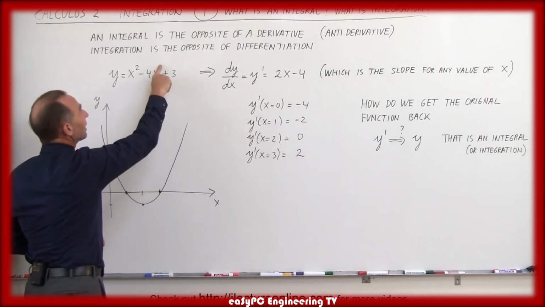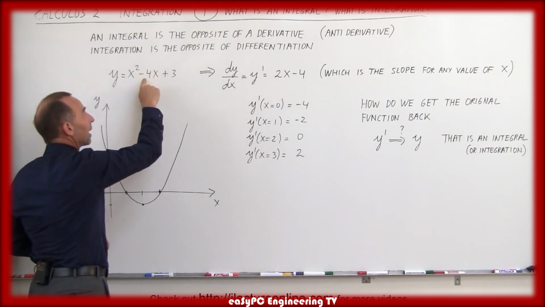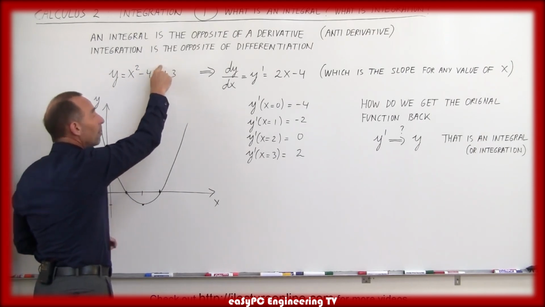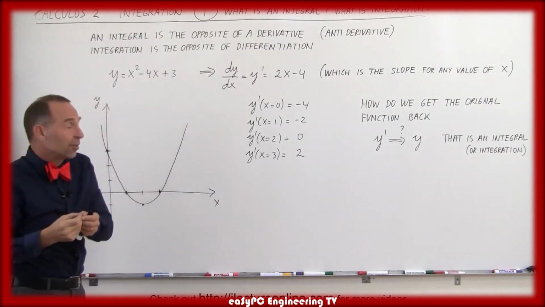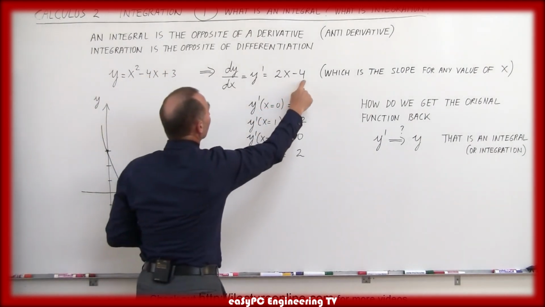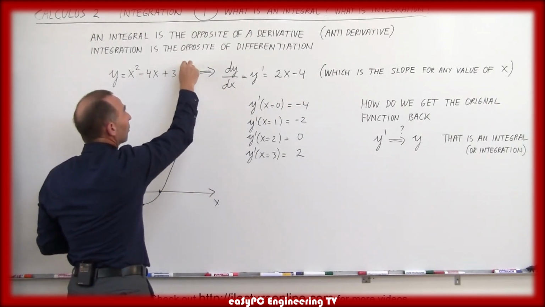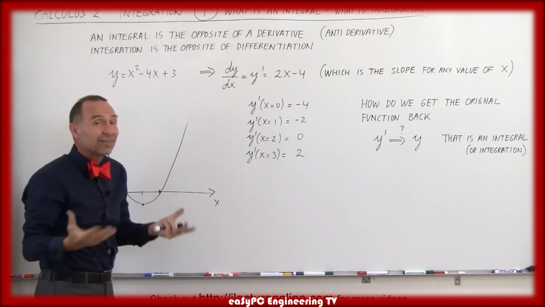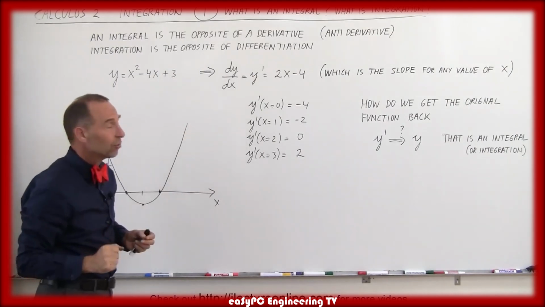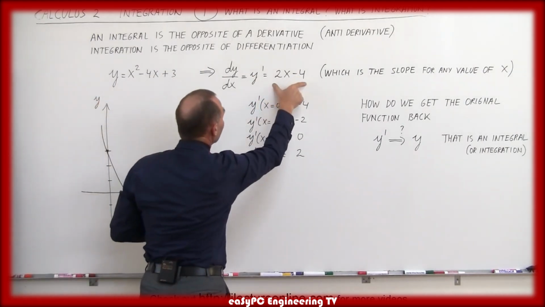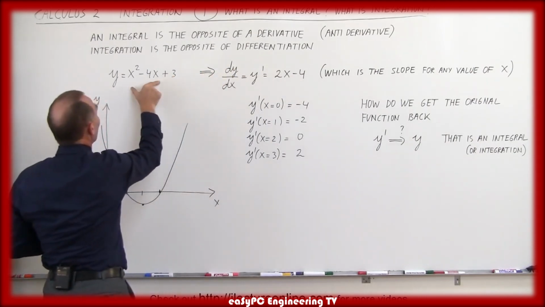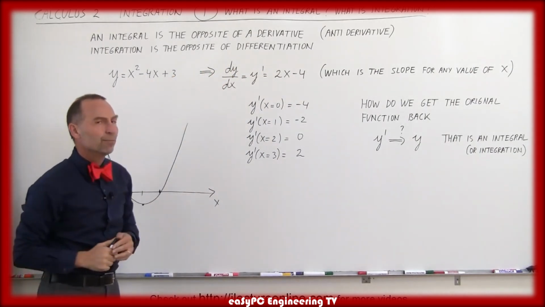Same here, we take the exponent and multiply times the minus 4, so we get minus 4 times 1 times x to the 0 power, and of course anything to the 0 power is simply 1, so we simply get minus 4. And the derivative of the constant, since this is x to the 0 power, we put the 0 in front, 0 times anything is 0, the constant just disappears. So this is what we call the derivative of the original function y equals x squared minus 4x plus 3.